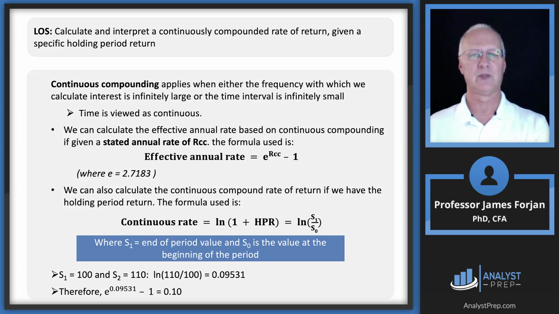And then for continuous compounding, all we do is take the natural log of 1 plus that holding period return. So that would be the natural log of 1.1, right? That's 110 divided by 100.